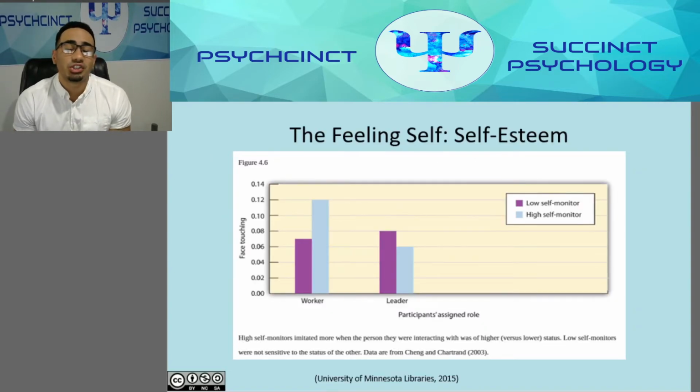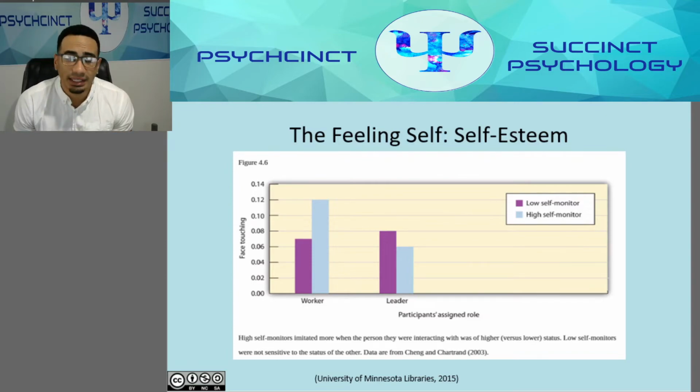In one experiment that showed the importance of self-monitoring, Chang and Chartrand had college students interact individually with another student whom they believed they would be working with on an upcoming task. The student they were actually interacting with was an experimental confederate. A confederate is essentially someone who pretends to be a participant in a study for some purpose of the study. So it's a form of deception that they use.